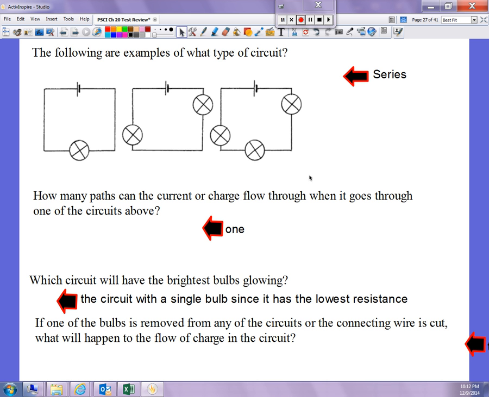If a bulb is removed from any of these circuits, if I just pull one out or a connecting wire is cut, then what happens to the flow of charge? I'll pause for student response. So you should have said the current stops flowing. Any break in this will cause all of the bulbs to go out. Old-fashioned Christmas lights used to be done in series, so it was hard. If you've got 50 or 100 light bulbs and one goes out, then the whole strand would go out and you had to test every single one of them. This is not very practical.